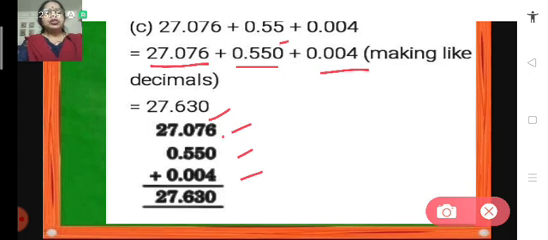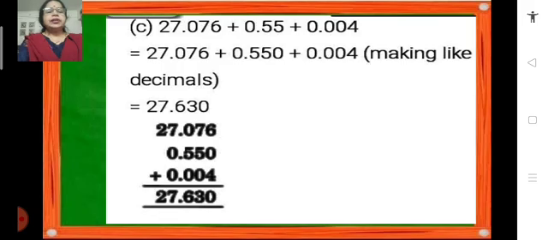So 6 plus 4 becomes 10, and we write 0 here and carry over 1 here, isn't it? So 7 plus 1 plus 5, 1 is from carryover, so it becomes 13. So again we write 3 here and carry over 1 here to the tens place. So 5 plus 1 becomes 6. Then we put the decimal. Then move on to the ones place. 7 plus 0 becomes 7, and in tens place 2 is written as it is. So the answer is 27.630.